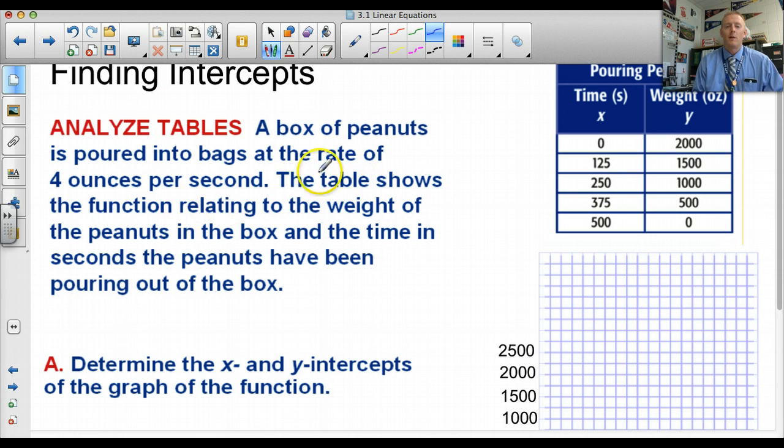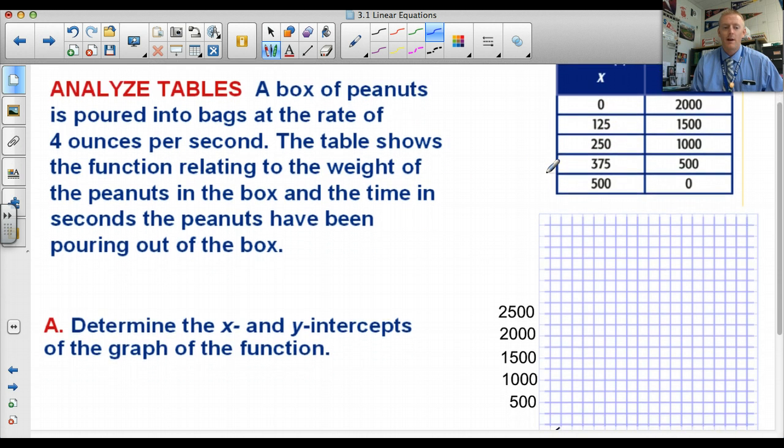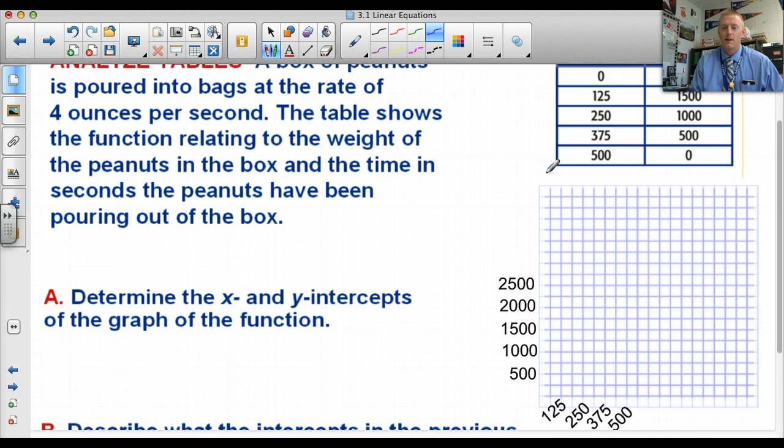Well, we have word problems in the real world. A box of peanuts is poured into a bag at the rate of 4 ounces per second. The table shows the function relating the weight of the peanuts in the box and the time in seconds that it takes for us to pour out of the box. So we have all of this information, this chart, and we're going to graph it so that we can figure out the x and y intercepts. I'm going to use these variables. Over here we have an x and then a y.